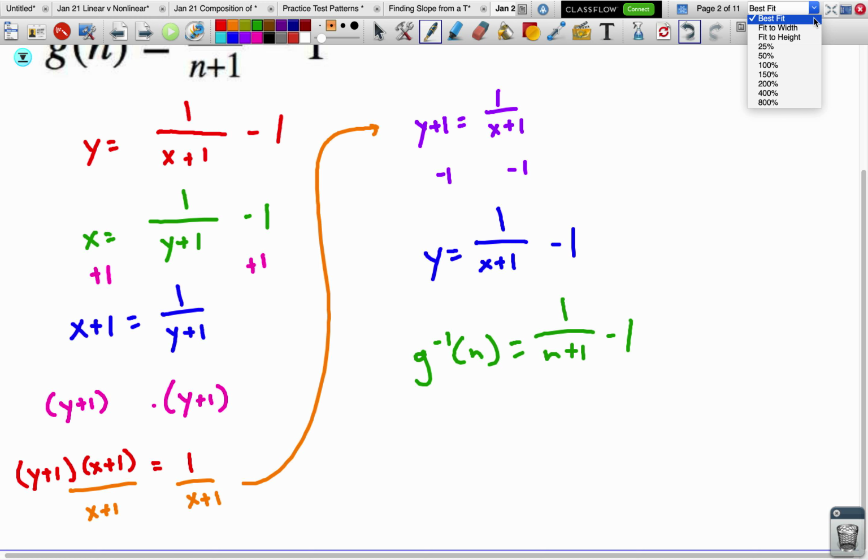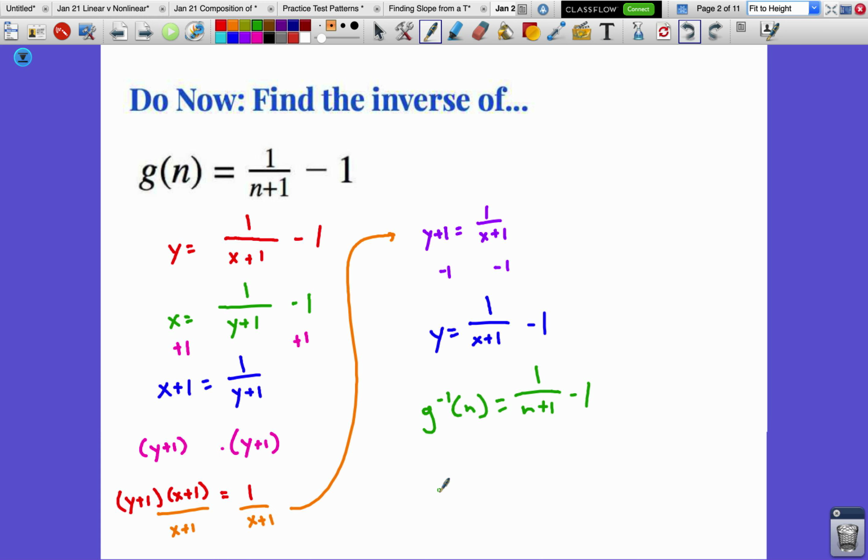You might notice something interesting here. The reason I picked this is that this is a very unique function in that it is the inverse of itself. And that's pretty rare. There are other functions that this will work with, but it's pretty rare that a function is the inverse of itself. So I thought I'd show you that one.